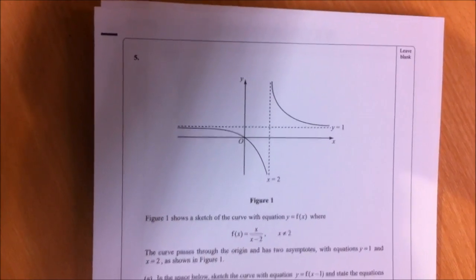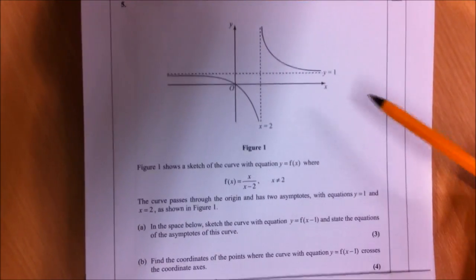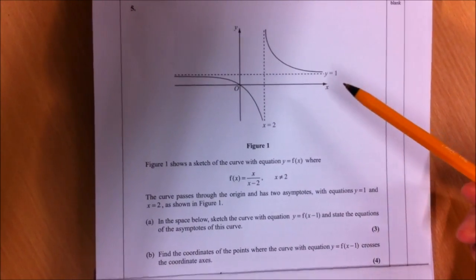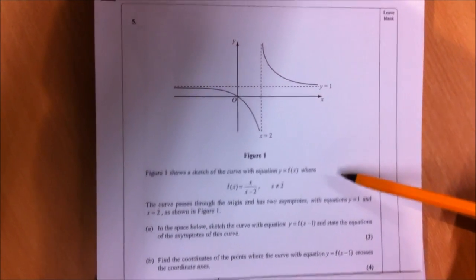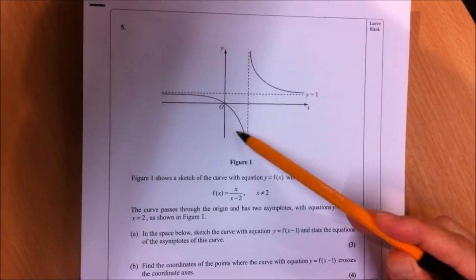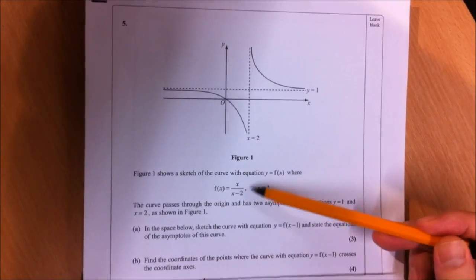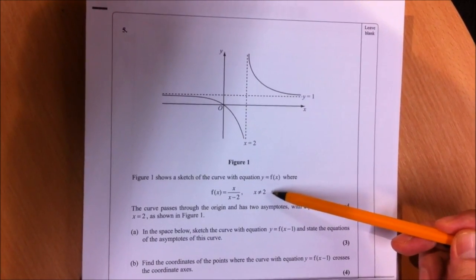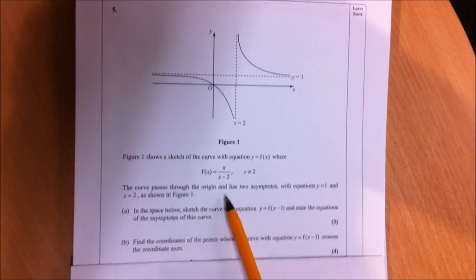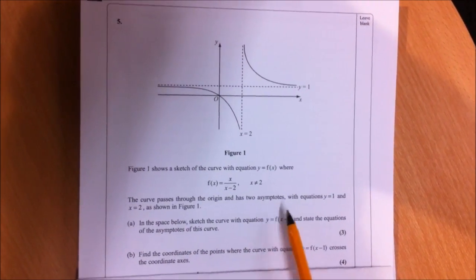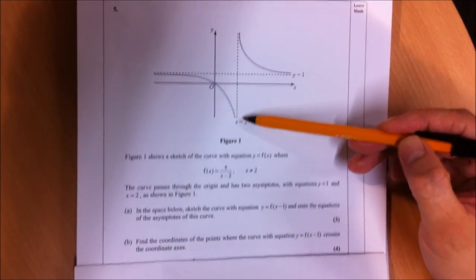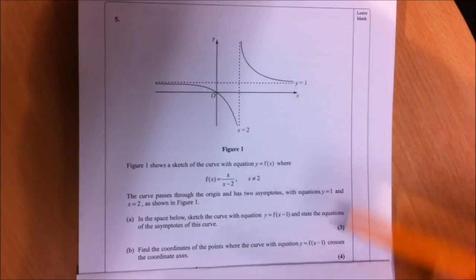Okay, this problem involves graphs and graph plotting, and it looks slightly daunting at first. It says figure 1 shows the sketch of the curve with equation y equal f of x, where f of x is this function here, except when x is not equal to 2. Now, the curve passes through the origin and has two asymptotes, with equation y equal 1 and x equal 2, shown in this figure here.